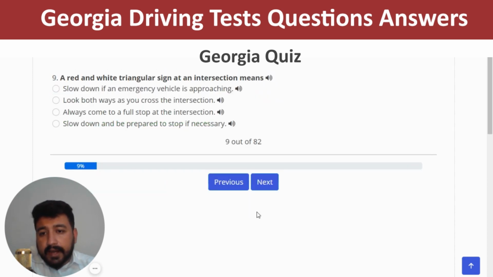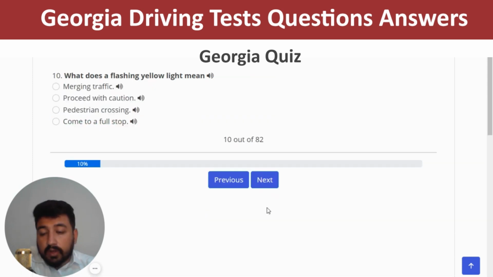Next. A red and white triangular sign at an intersection means. The right answer is slow down and be prepared to stop if necessary. So last option. And next. What does a flashing yellow light mean? The right answer is proceed with caution.